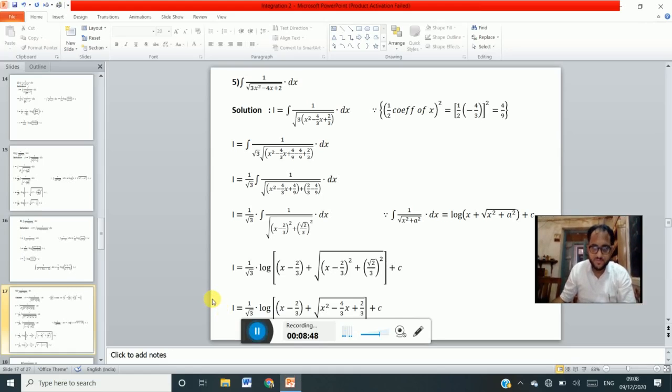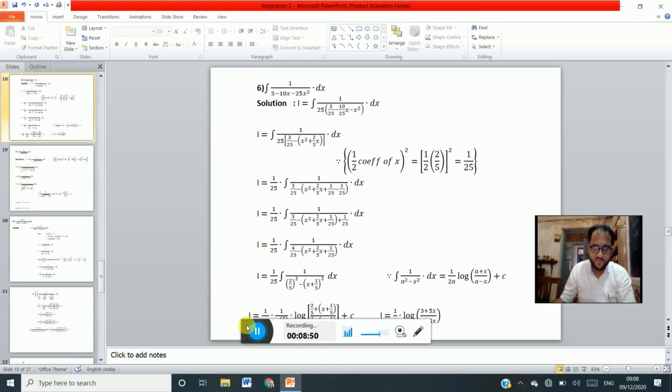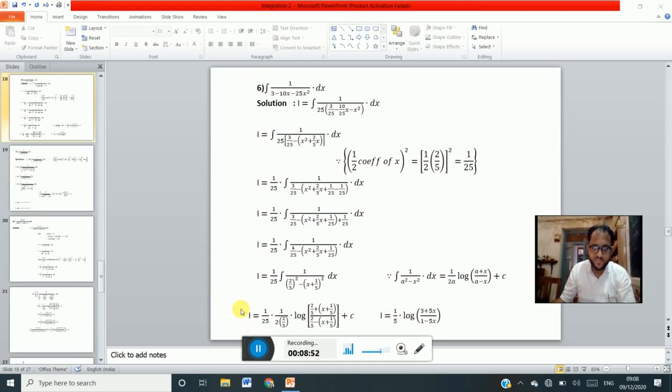Right. See the next example, which is similar to this: 1 upon 3 minus 10x minus 25x square. Make the coefficient of x square 1. For that we have to take 25 common. So what do we get? 3 by 25 minus 10 by 25 x minus x square, right? Make the coefficient of x square as 1. Okay. Then in the next step we have to perform this one.